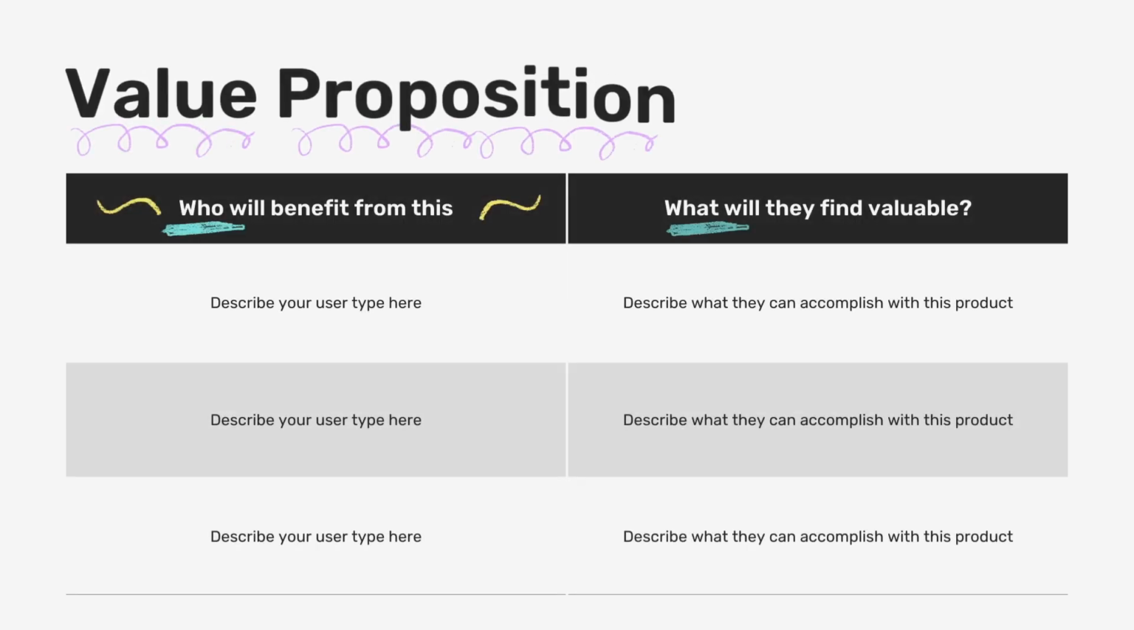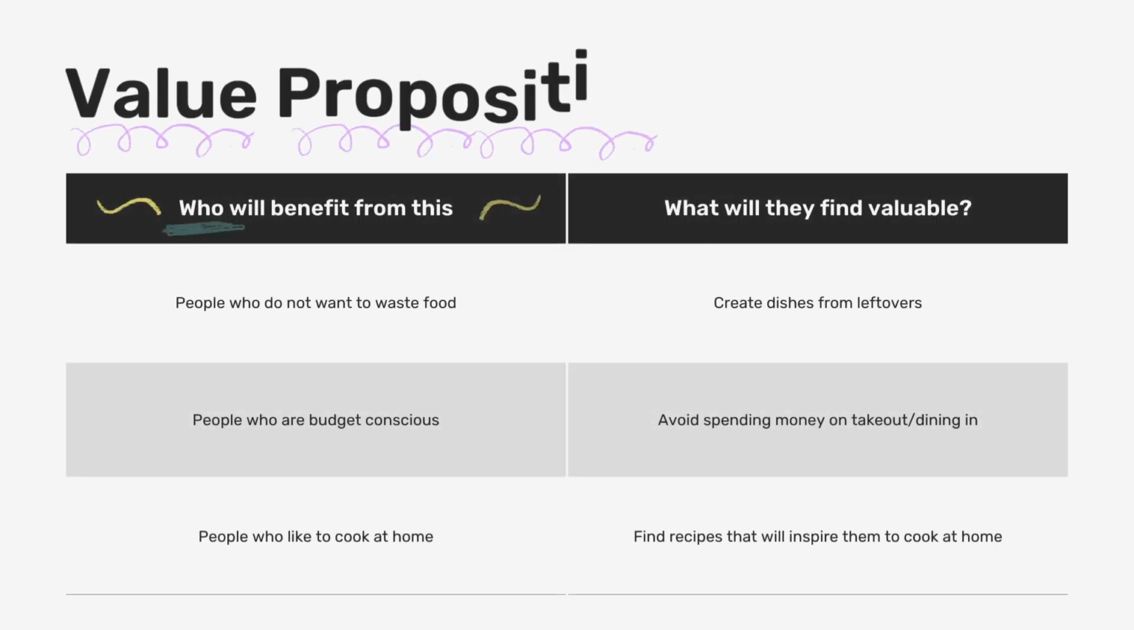Now that we have our vision statement, we can now create our value proposition. This is really asking two things. Who will benefit from this, and what will they find valuable? This is going one level deeper and really specifying who your user types are. So in my example, there are lots of different kinds of home cooks, and it's important to understand and categorize their behaviors. So in my example, I categorize them into 3 different user types: people who do not want to waste food, people who are budget conscious, and people who like to cook at home.